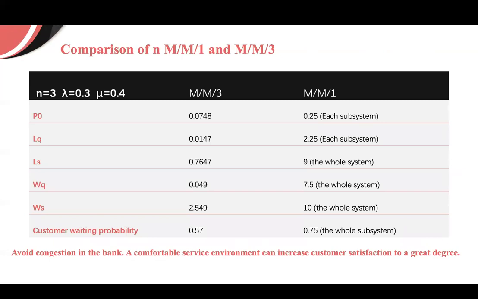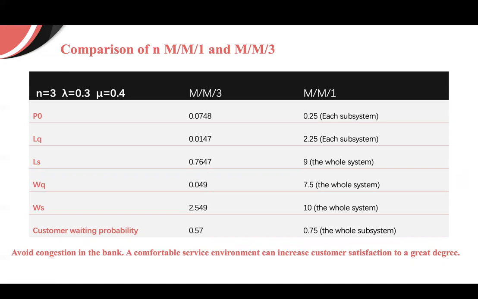I'm going to talk about the comparisons of MMN models and MM3 models. We calculated some of the important measures mentioned above to evaluate the waiting line model performance. In our study, we set n equal to 3, lambda equal to 0.3, and mu equal to 0.4. The calculation results are as follows.